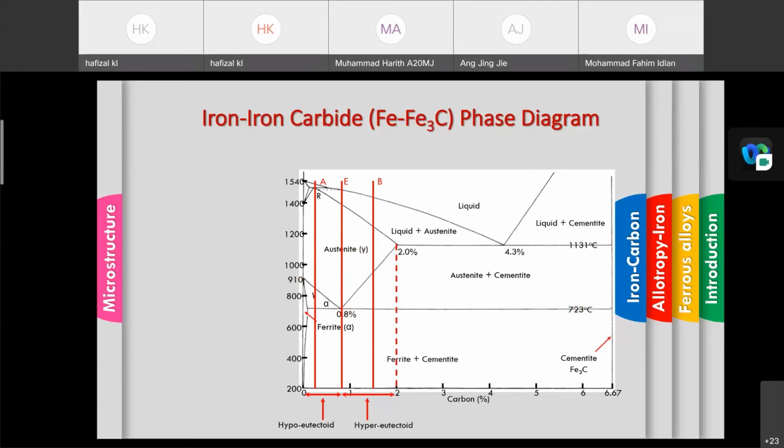Okay, so this three line we can discuss on this area at 0.8% before. Okay, we call it the hypoeutectoid area, and this line is the eutectoid area, and 0.8 and upper at this 2.0 we have the hypereutectoid. Okay, from this line we can analyze to get the composition and also the microscopic diagram.